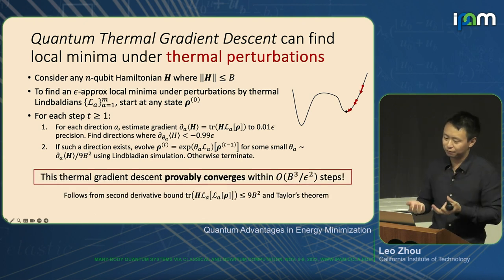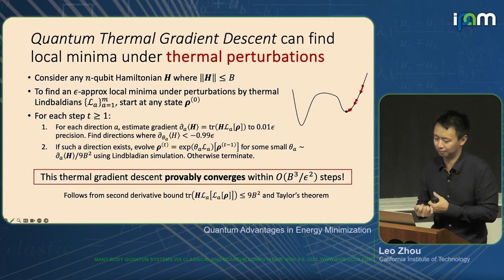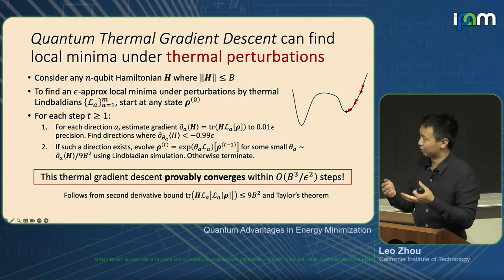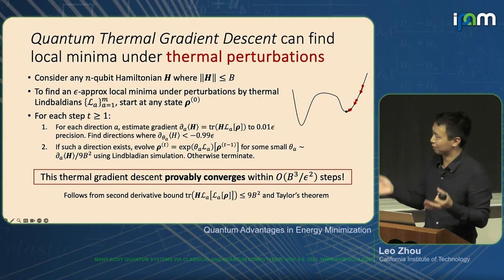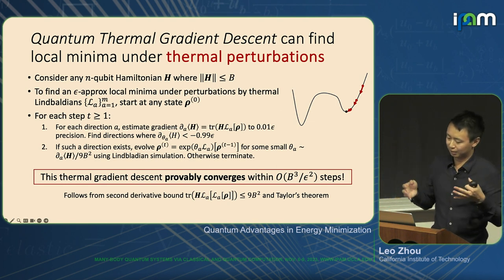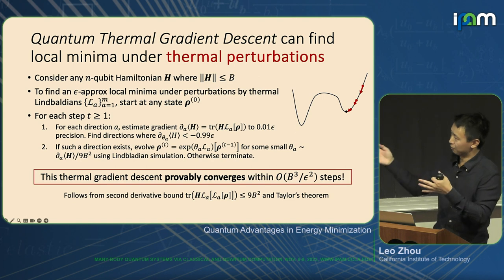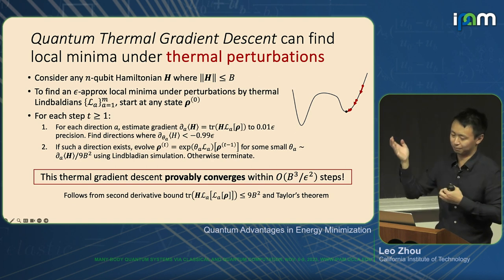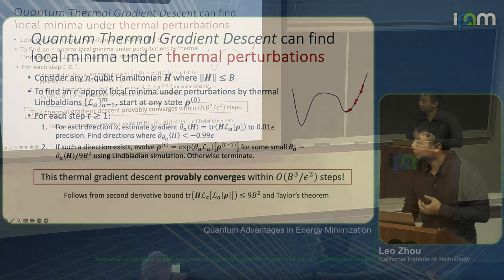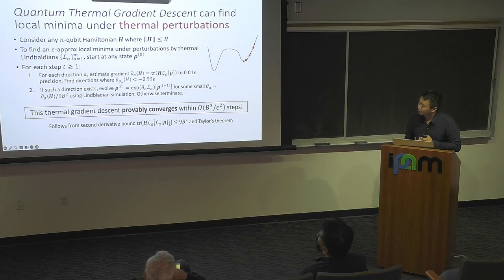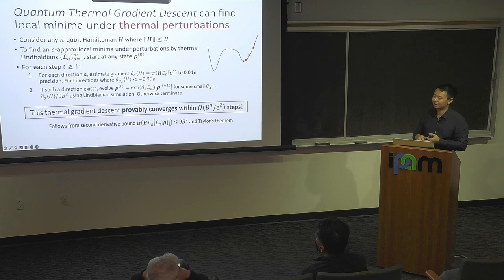We can prove that this thermal gradient descent algorithm converges within b cubed over epsilon squared steps. So assuming b is polynomial and you only care about epsilon that's 1 over polynomial, this quantum thermal gradient descent algorithm will converge in polynomial time. Question: So for 0.01, do you have to tune it and make it more accurate in the course of it, or is it just fixed? These are chosen for proof purposes. You can choose them to be fixed, yeah.